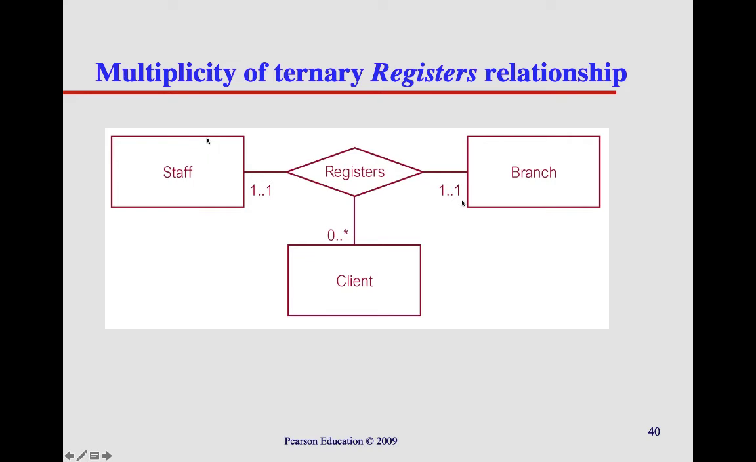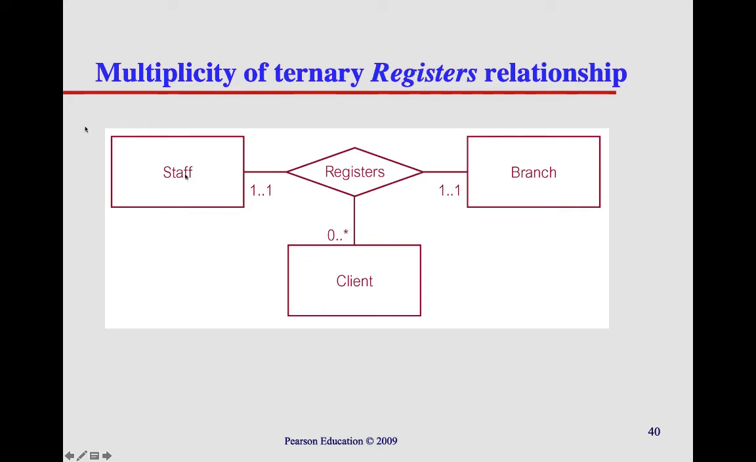Now, when a client is registered at a branch, how many staff members are involved with that registration? Generally, just one, exactly one. So we write 1 to 1 to indicate that when a client registers at a branch, exactly one staff member handles that registration.